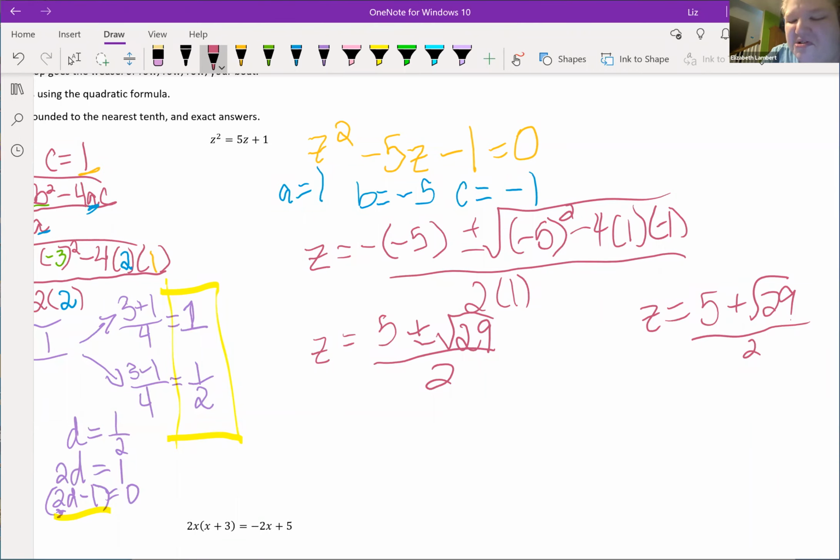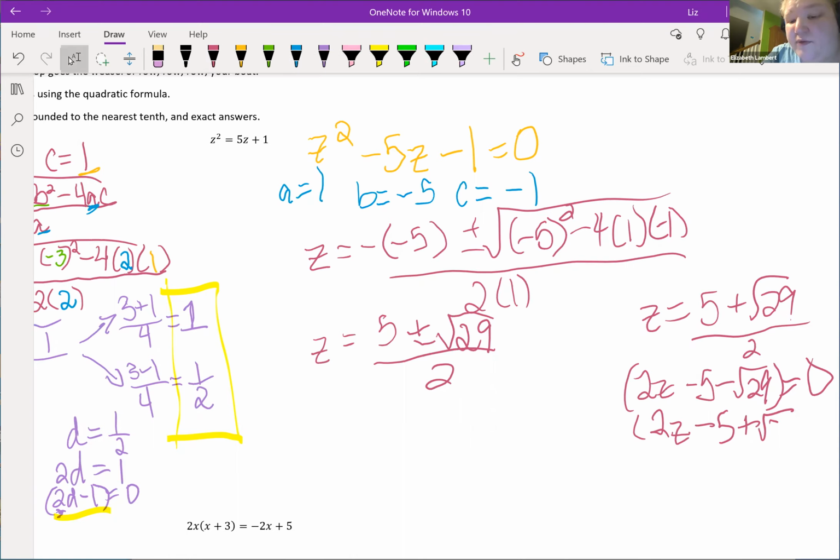So now we have 2z. And then I'm going to move the other guys over. So it'd be 2z minus 5 minus the square root of 29 equals 0. And that is a very weird factor, but it is a factor. The other side, if I did 5 minus the square root of 29, the factor would actually be 2z. The 5 here would still be negative 5, but this would be plus the square root of 29. And what we actually end up with then is a very weird difference of squares.